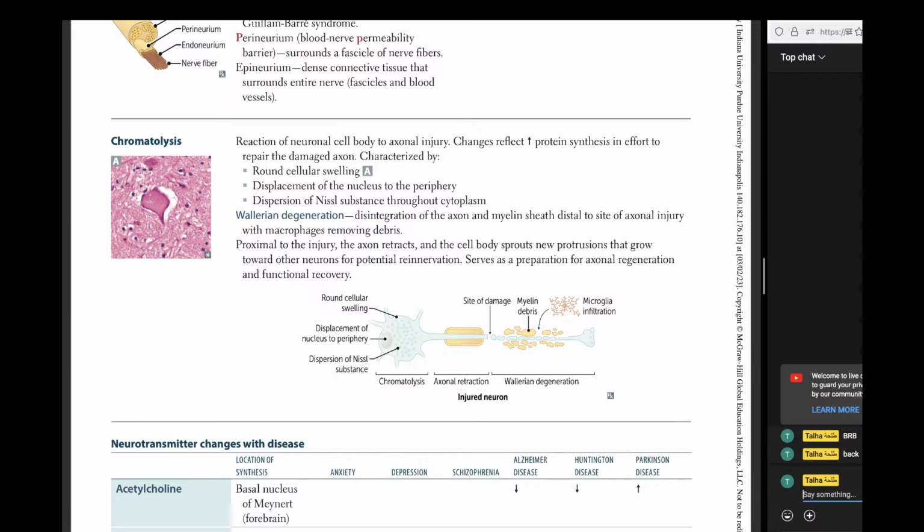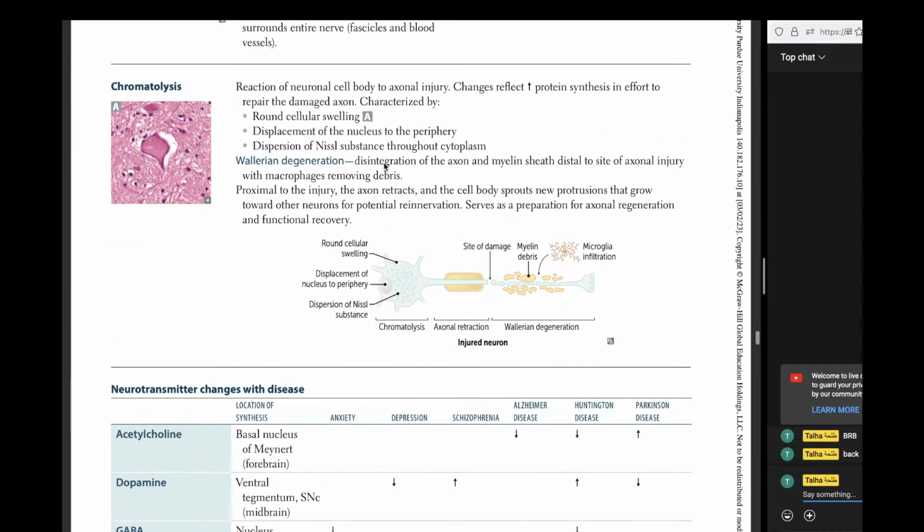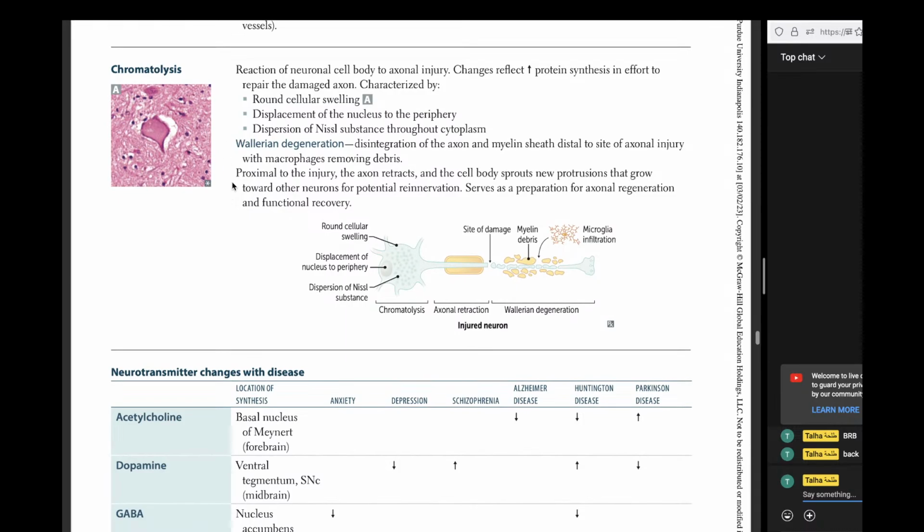Proximal to the injury, the axon retracts and the cell body sprouts new protrusions that grow toward other neurons for potential reinnervation. It serves as preparation for axonal regeneration and functional recovery. I feel like this is not so important. I mean, it's good to see this pathology, though.